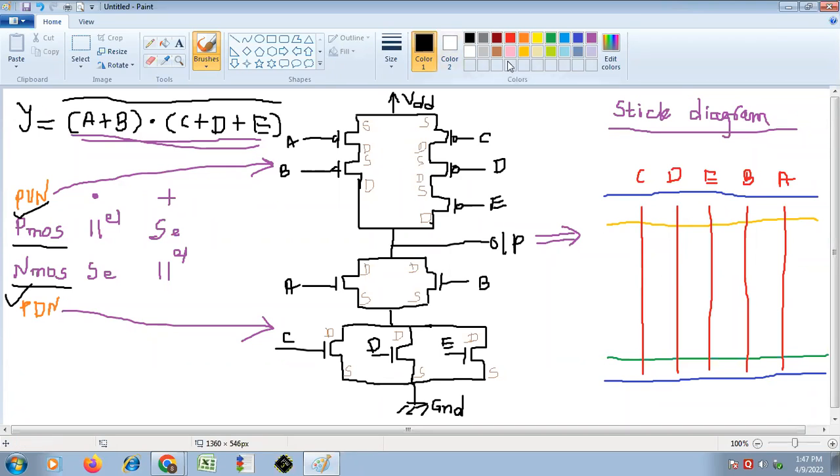Now I will mark the terminals here also. I will consider this as a source. This is drain. This is source. This is drain. For E, it is also source. It is drain. Right? For B, now it will be a drain.